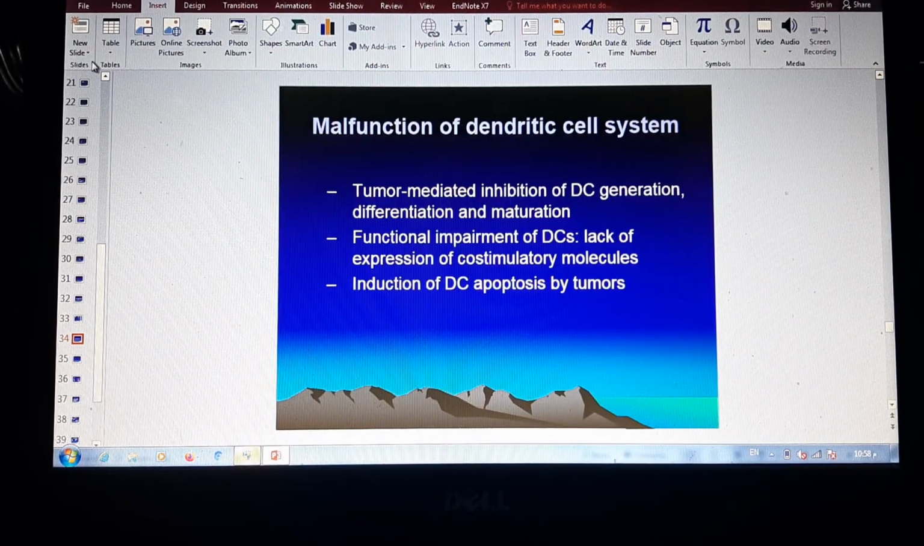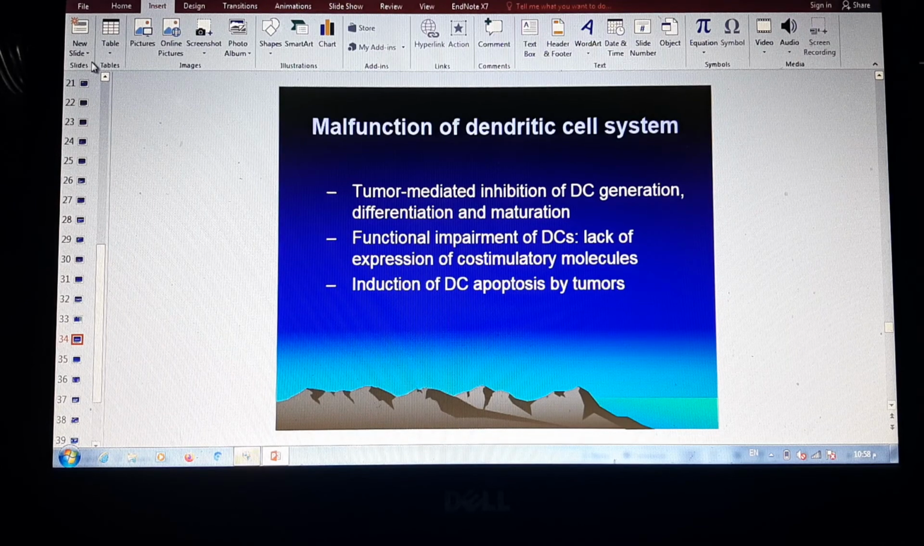If there is any malfunction of the dendritic cell system, first, tumor-mediated inhibition of dendritic cell generation, differentiation, and maturation. Second, functional impairment of dendritic cells. There is lack of expression of costimulatory molecules.